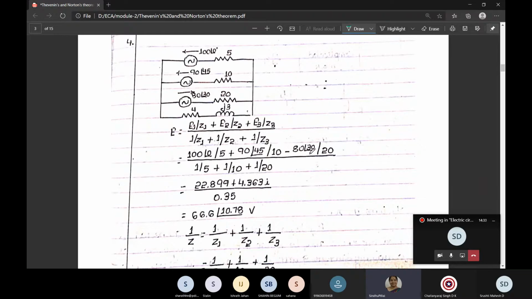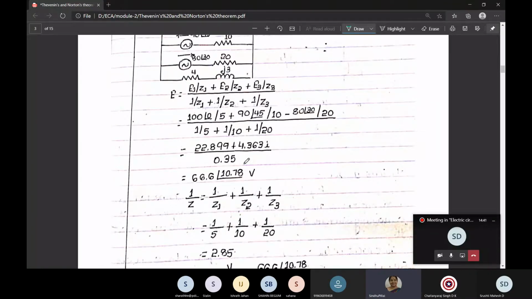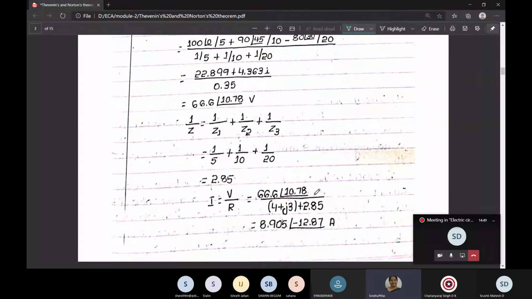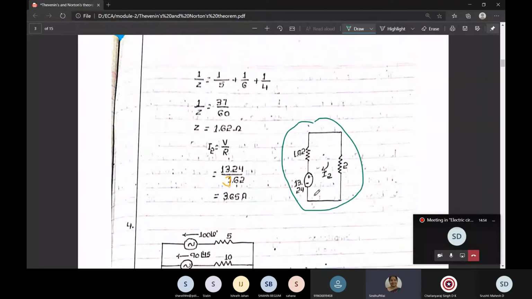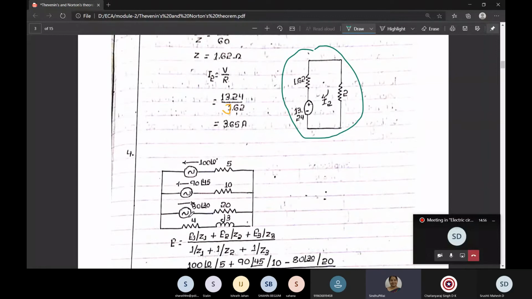That is important. Next, just substitute in the calculator. You put it in polar form and substitute it, or you can use rectangular form also. You'll get the answer 66.6. Try this, put it in the calculator and see. Next, find the equivalent impedance. Fine, and the total current I is what they have asked. The question is to find the current I across the 4 plus j3.